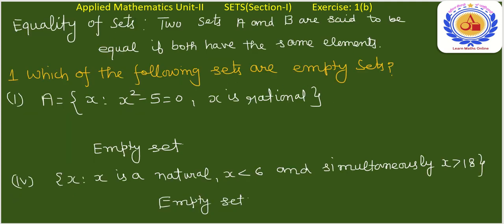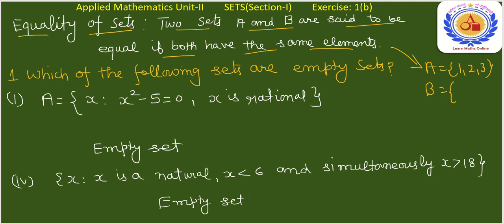Next we will discuss about the equality of two sets. We have two terms. One term is equivalent and another is equal. So what is called equality of two sets? Two sets A and B are said to be equal if both have the same elements. Like if A is having 1, 2, 3, and we are saying that A and B are equal, then B should also have elements 1, 2, 3. Then we can say that A and B are equal.